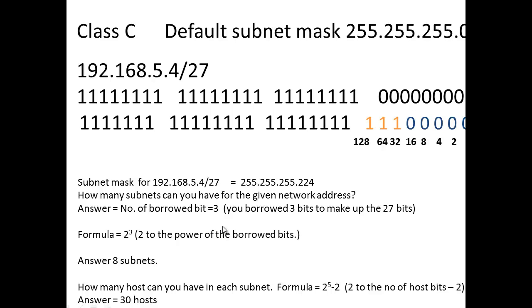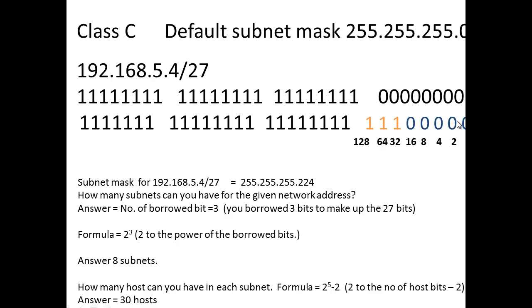Now you also have to figure out how many hosts you can get from one subnet. How many hosts will one subnet hold? How do you figure that out? You take the number of host bits. And the number of host bits that we have here would be 5, because remember, there were 8 bits originally. We borrowed 3. So now we have 5 left.